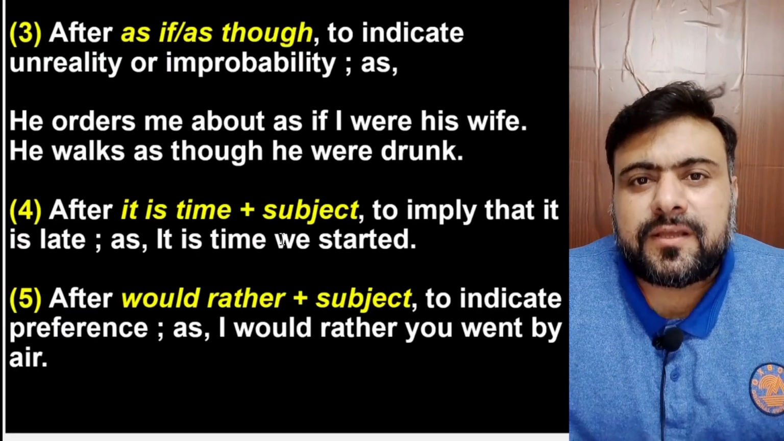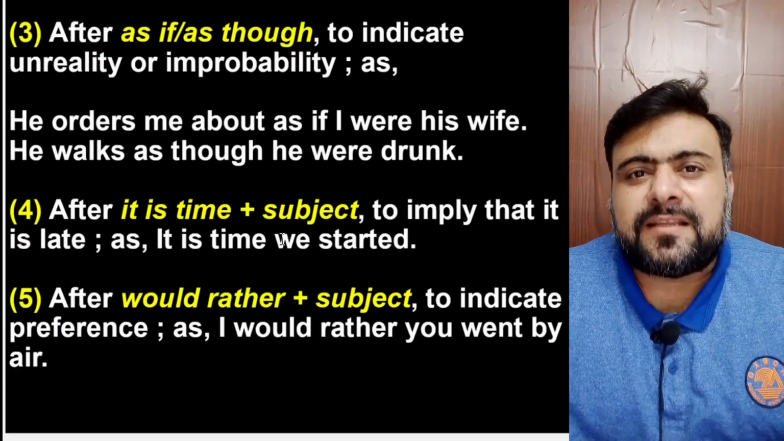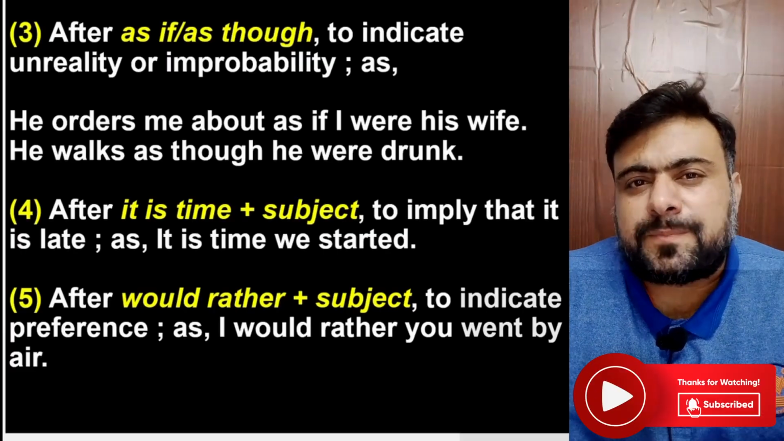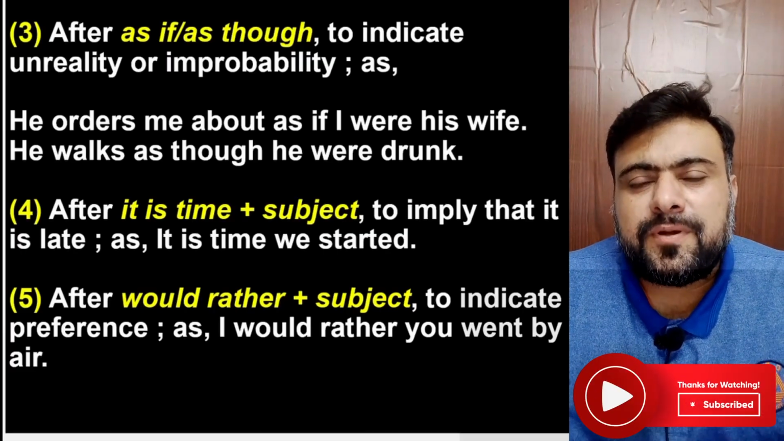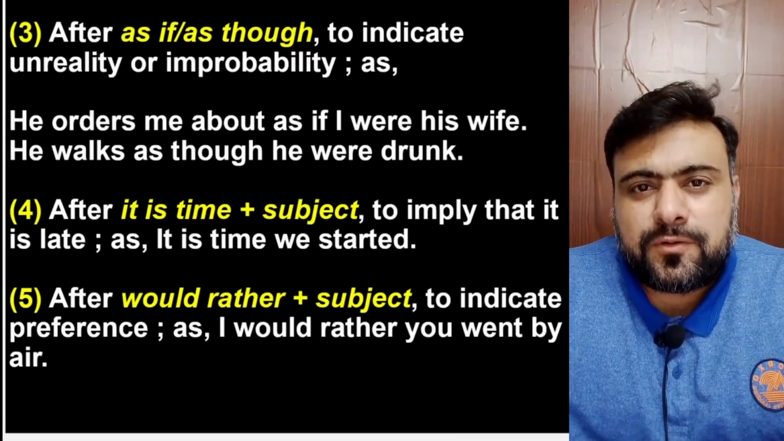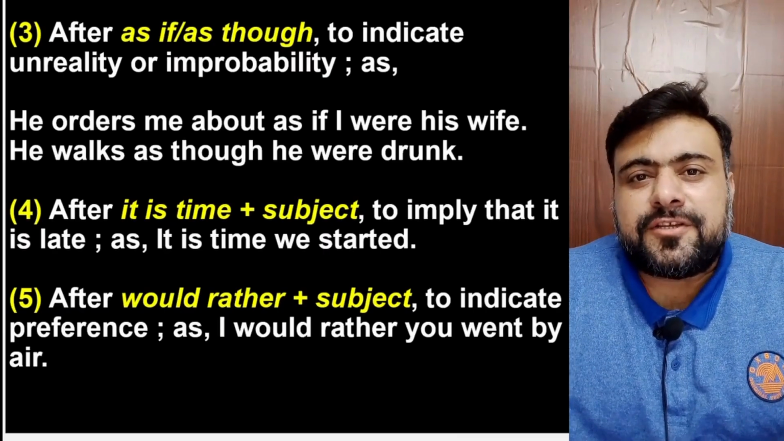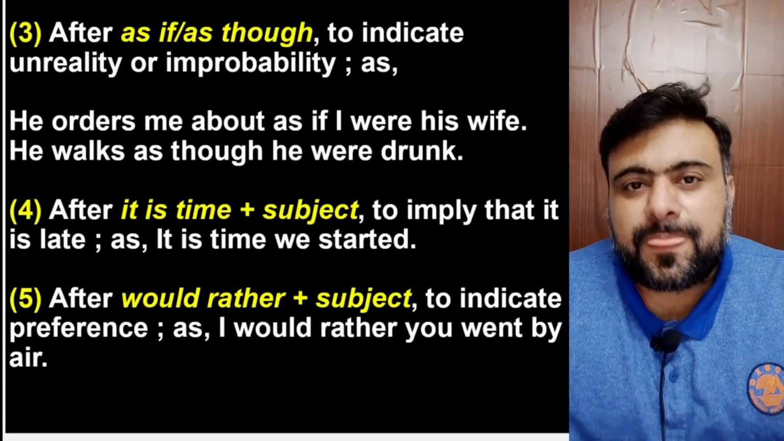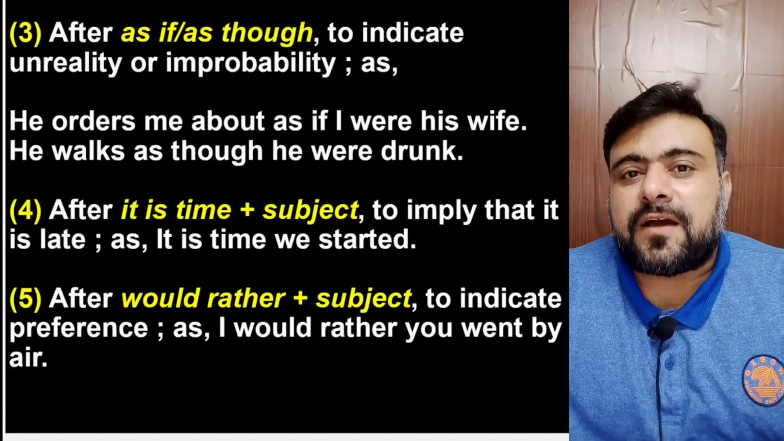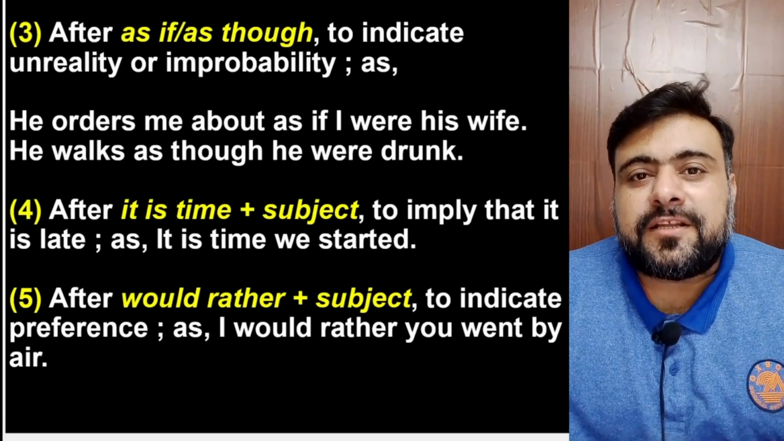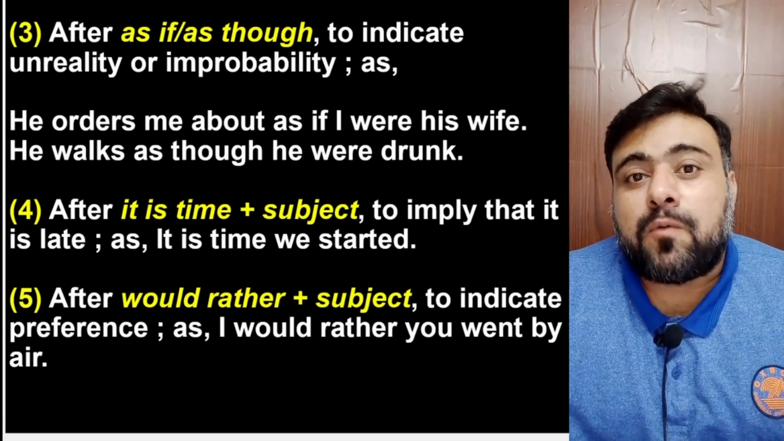So in how many ways is a subjunctive mood used? In 2 ways, the present subjunctive and the past subjunctive. The present subjunctive is used to express wish, hope, desire, resolution, intention, and the past subjunctive is used in these 5 ways. After I wish, after if, after as if, as though, after it is time, and after I would rather.